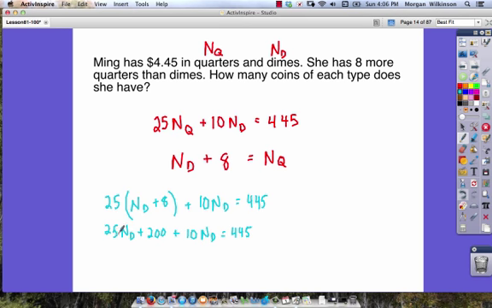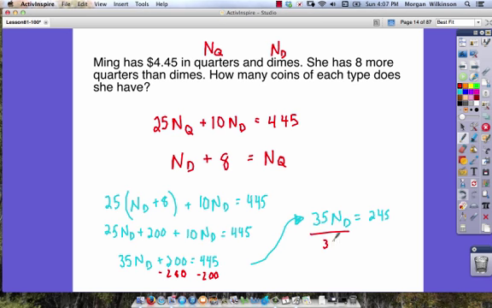Let's simplify more. The number of dimes, we have 25 and 10. That must be 35. 35 times the number of dimes plus 200 equals 445. Then we'll subtract 200 from both sides. And then we can get one step closer to our answer. So we're going to get 35 times the number of dimes is going to be equal to 245. 445 minus 200. And then we divide both sides by 35 to find our final answer for the number of dimes.